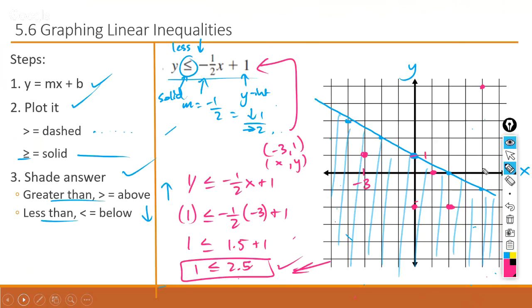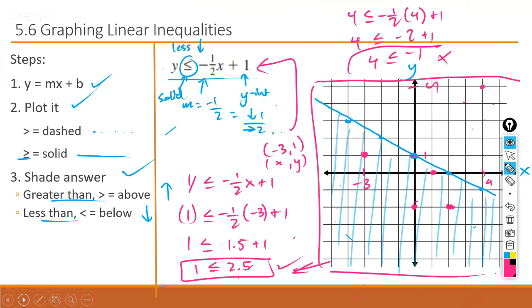Points above will not. So that's 4 and that's 4. If we plug it in, 4 less than -1/2 times 4 plus 1, -2 plus 1, -1. So it says that 4 is less than -1. That doesn't make sense. So anything above the line doesn't work. All your answers are in the shade. And that's why this graph is the answer, because there's a ton of answers. All these things are answers.